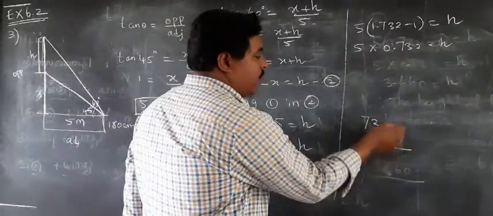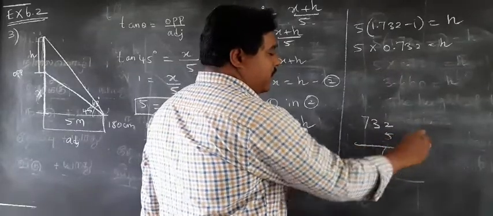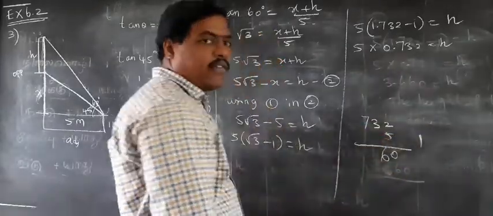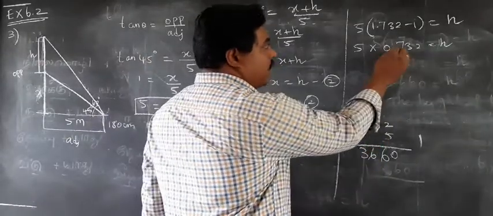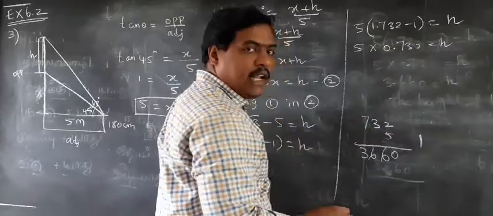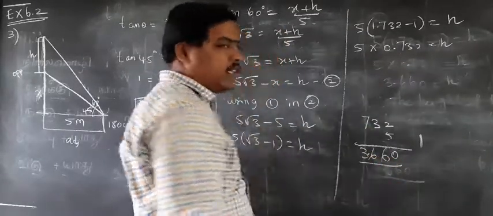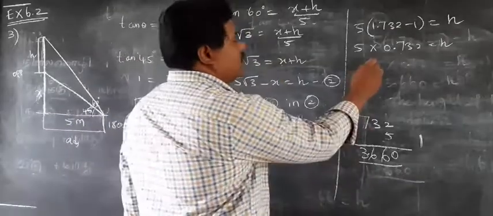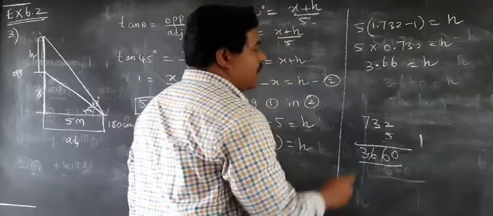732 into 5. 5 into 2 is 10, carry 1. 5 into 3 is 15 plus 1 is 16, carry 1. 5 into 7 is 35, 35 plus 1 is 36. So after the point, how many numbers are we having? 3 numbers. So 1, 2, 3, put the point and we get the answer. So 3.66 is the answer for this sum.